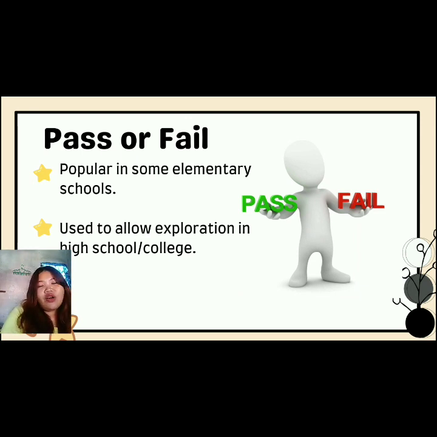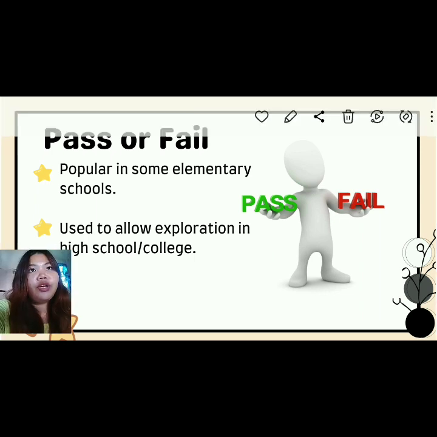Now let's proceed to the next type of grading and reporting system. We have the pass or fail. The pass and fail system operates in a binary way of grading. When you say binary, it only involves 2 things. It's either pass or fail. It is popular in elementary and college. It doesn't need a letter grade in the college transcript. In this system, you simply earn credit depending on your performance, whether you did satisfactory work in class or not.